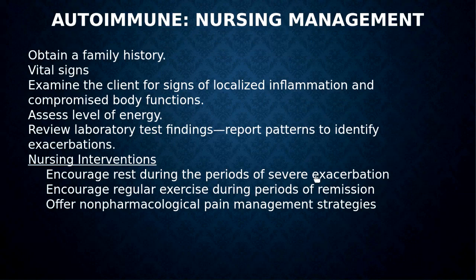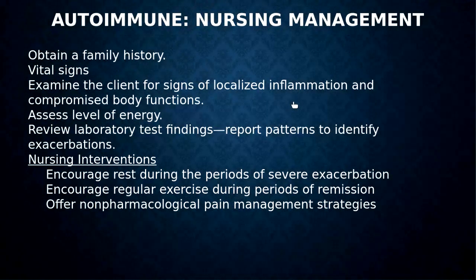So whenever you're doing your nursing assessment for these patients, you need to make sure that you have a really good history. Like I said, they don't know what causes some of these. So is it genetic? Well, some of them they don't know. They're still investigating, still doing a lot of testing to see. So make sure you have a good family history. Vital signs. Examine the patient for signs and symptoms of localized inflammation.